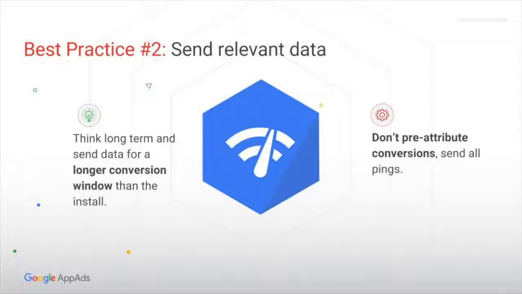Oh, and also, if you're using a third-party attribution company, be sure that you're not pre-attributing the events that are sent to Google. A lot of times they are able to predict which events were driven by Google before they're reported to us. But by sending all the events, that really ensures the most accuracy and also the improvement of our modeling.